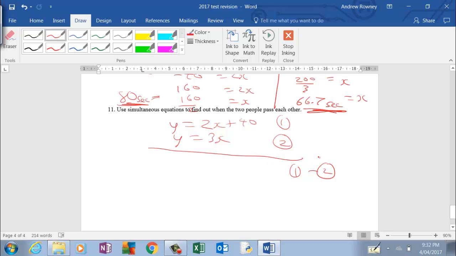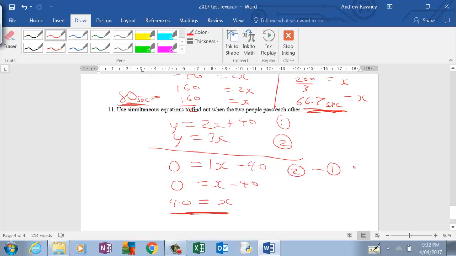Just to make it a little bit easier with the numbers, I'm actually going to do equation 2 take equation 1, because then we'll get a positive x. So y take y is 0, 3x take 2x is 1x. We could put a 1, but 1x is the same as x. And 0 take 40 is equal to minus 40. So we've got 0 equals x take 40. Now get 40 over the other side, plus 40 to the other side, and so x equals 40.